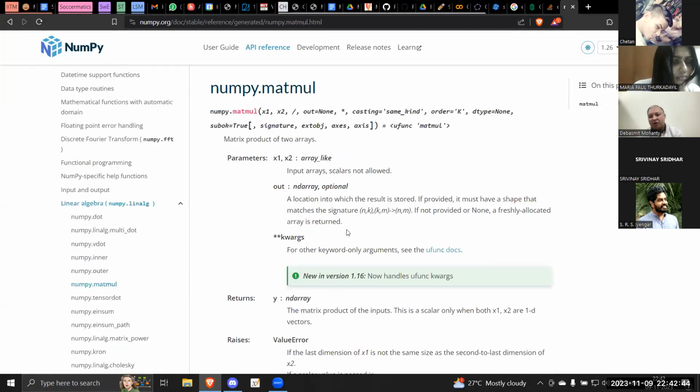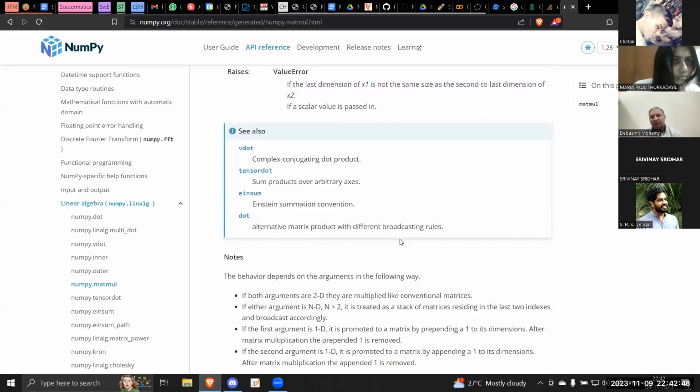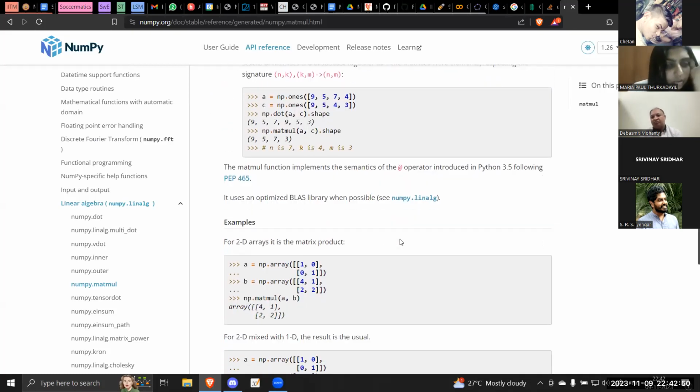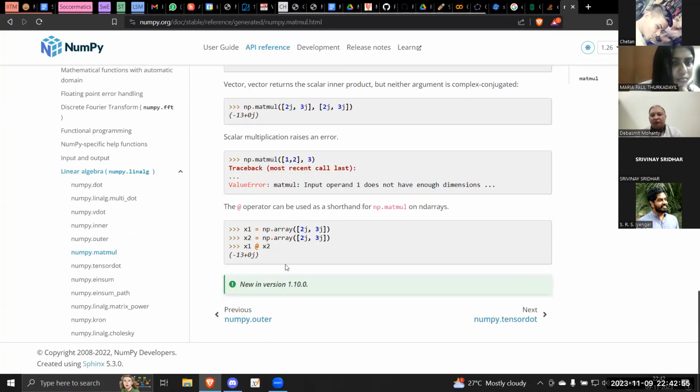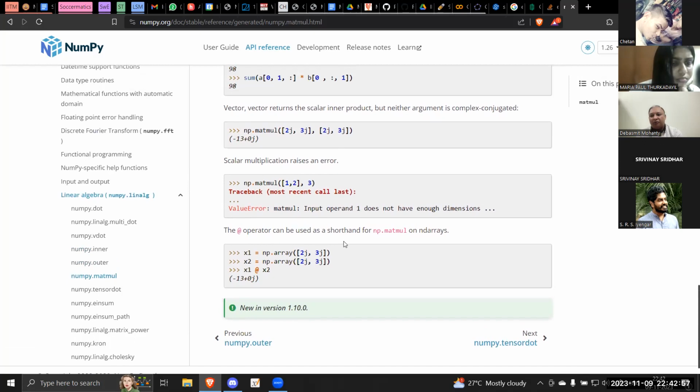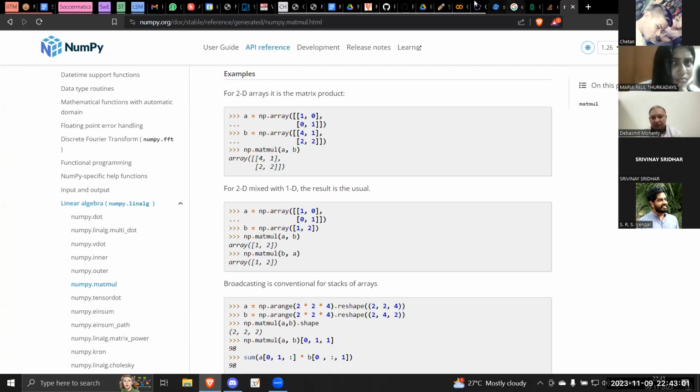See, star is the element-wise product, and at the rate is matrix multiplication. So at the rate should be used for matrix multiplication. If you want to do an element-wise product, then you use the star. Yeah, right. At is how it's done.